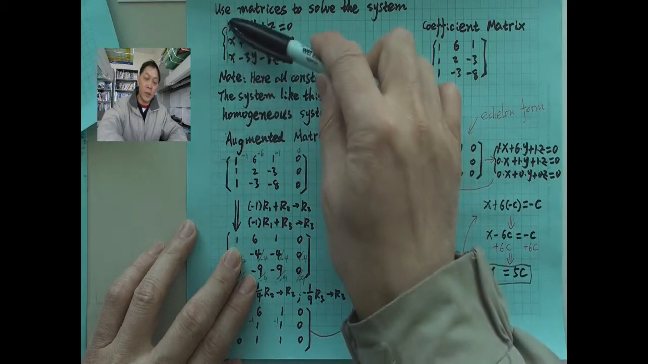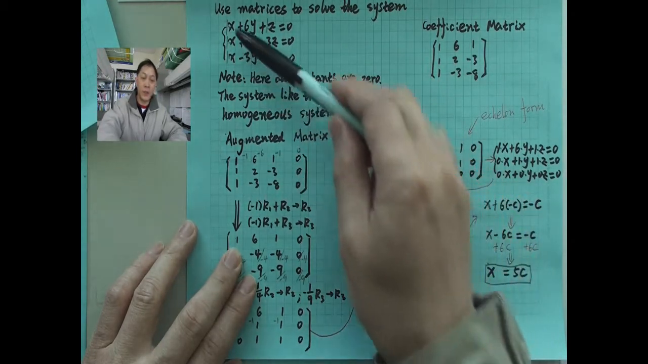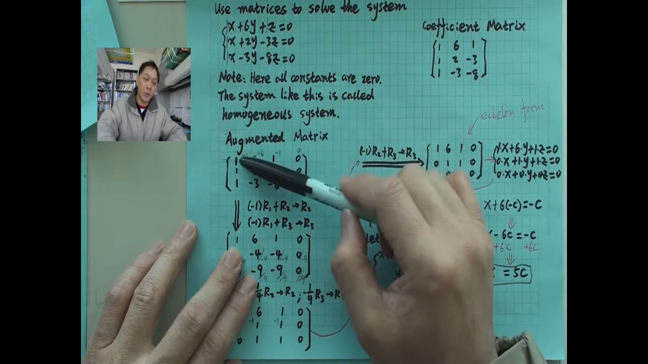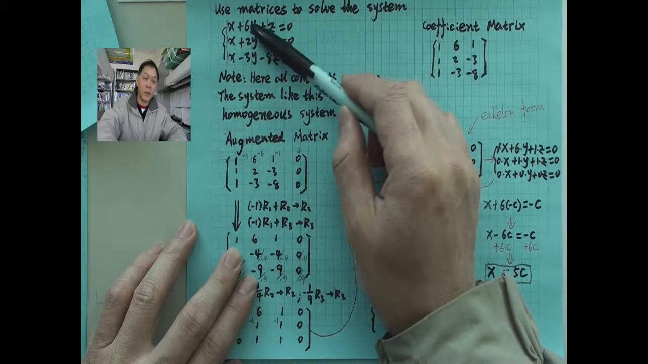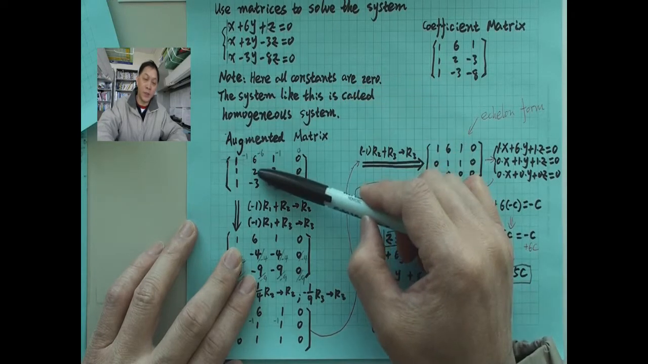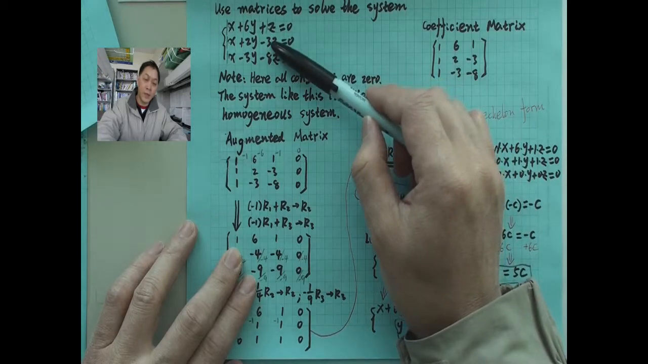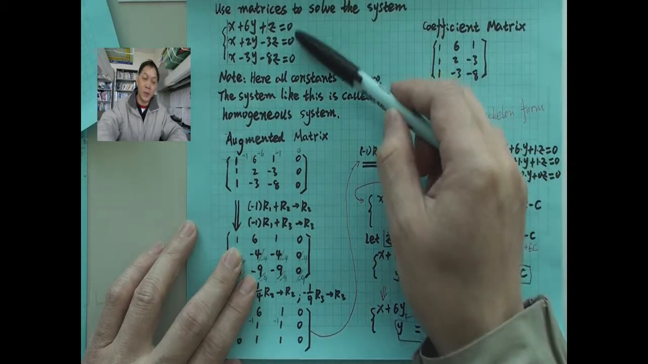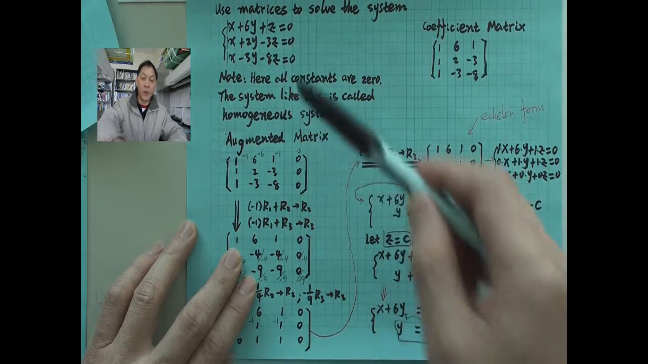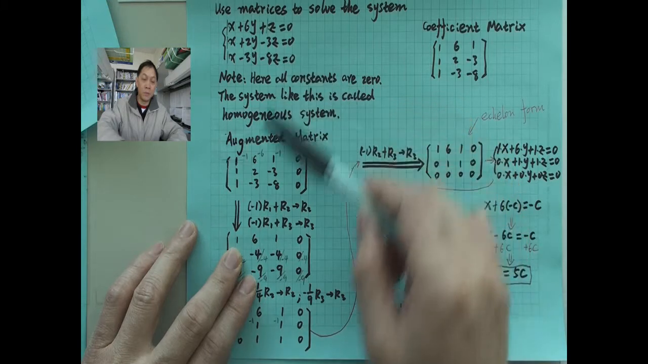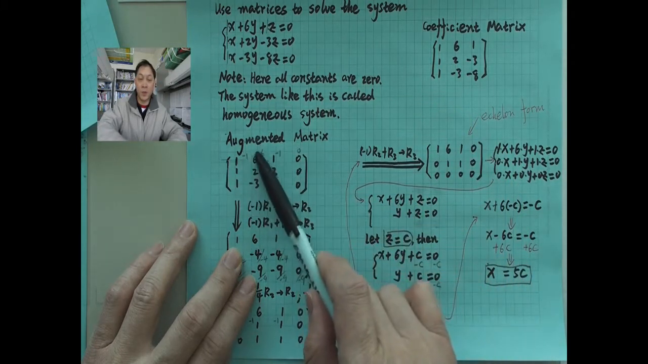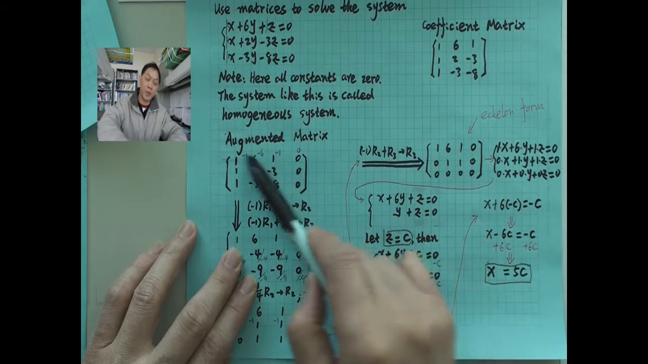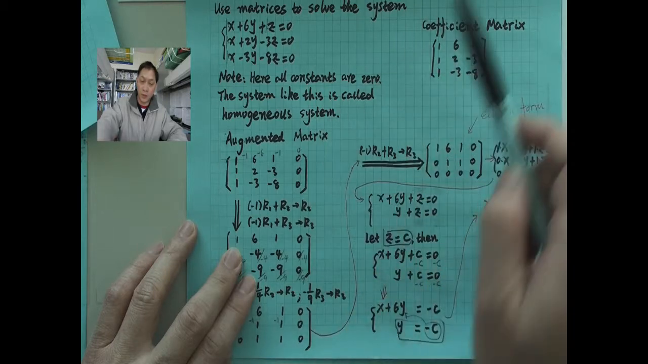And if you take all the coefficients out here, you see x is actually 1 times x for all of them. So you may put 1, 1, 1 here. And then 6, 2, negative 3, and 1, negative 3, negative 8, and 0, 0, 0 here. If you include the constant column, then this matrix will be called an augmented matrix.